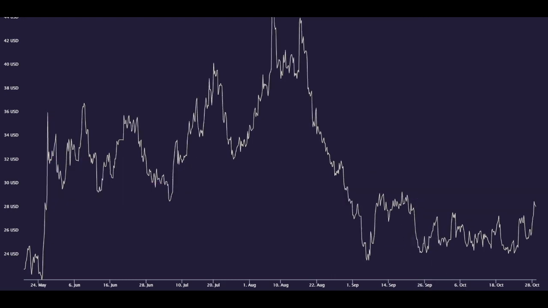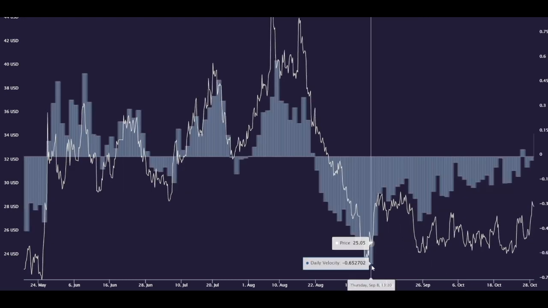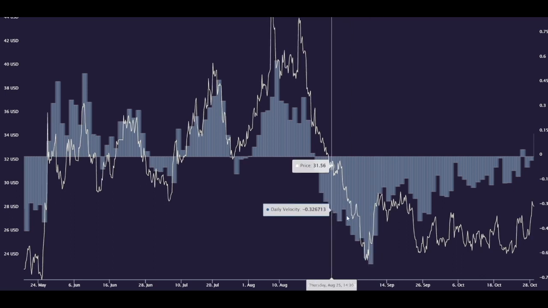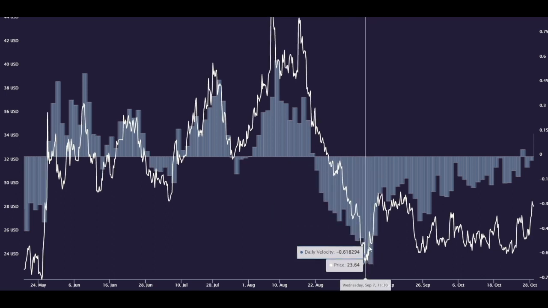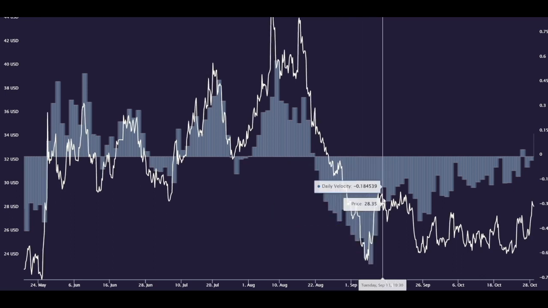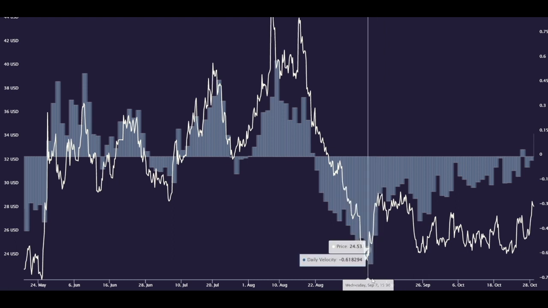Now, just another example of a capitulation print. If we look at the daily velocity, you see how this bar just exceeded all of these, just swallowed all of these? That's a capitulation bar. So not only do bullish divergences get you reversals, but also capitulation bars.